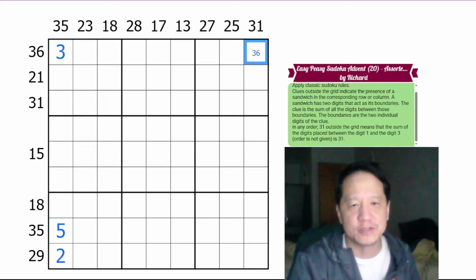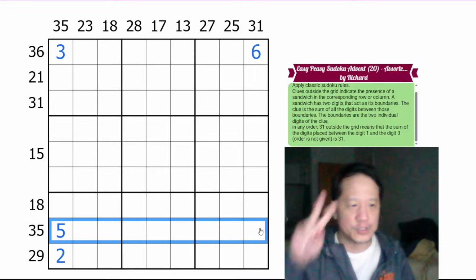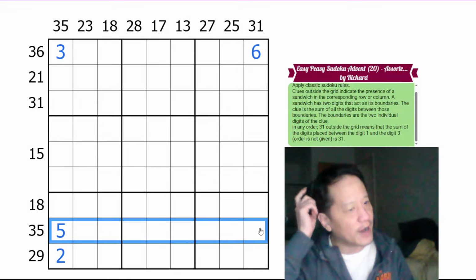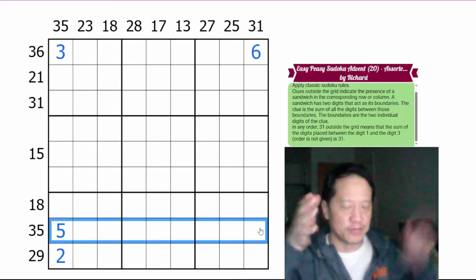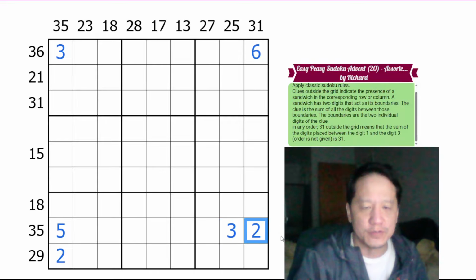This 3 eliminates 3 here, so that's 6. And again, for 35, outside of the 3 or 5 must be a 2. So this must be 3 and this must be 2.